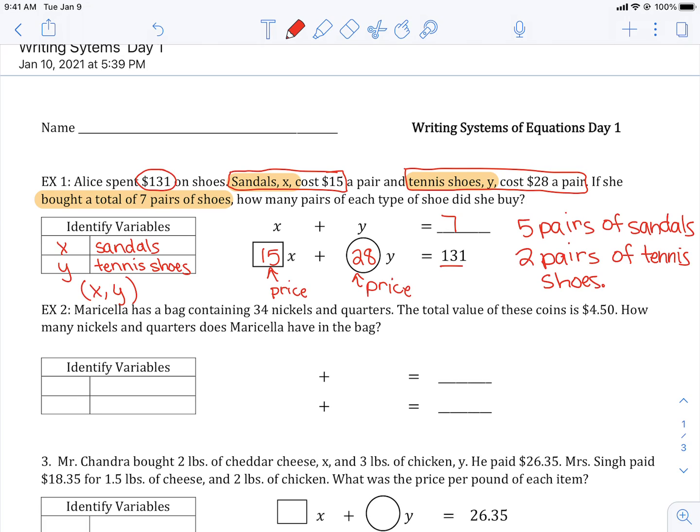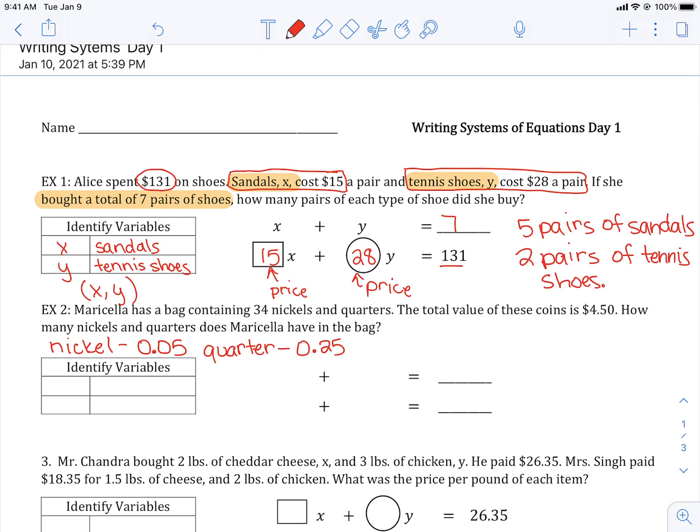How do I write that properly? Well, a nickel is 5 cents. If I'm writing it as a decimal, it's going to be 0.05. And a quarter is 25 cents. So when I write that, it's going to be 0.25.